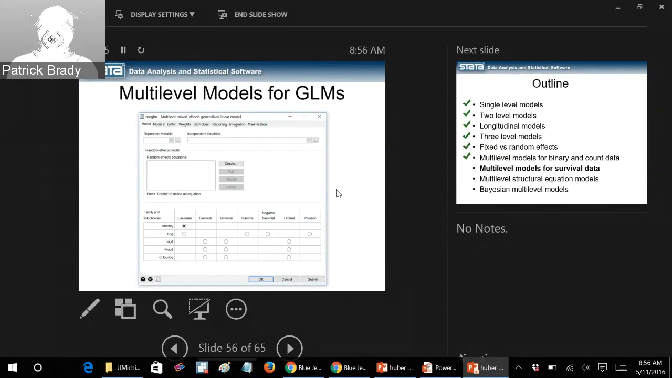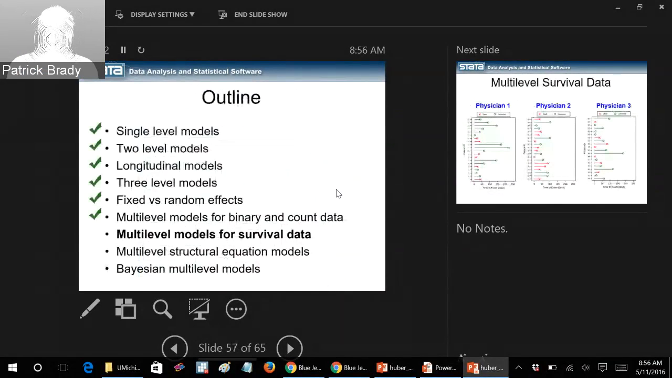There is an MELogit. There's an MEPoisson. There's an ME other things. So I tend to use those. But you can absolutely do this for non-continuous outcomes in Stata.